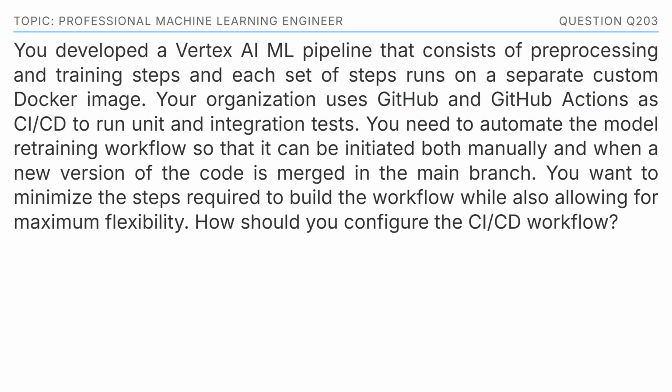You developed a Vertex AI ML pipeline that consists of pre-processing and training steps, and each set of steps runs on a separate custom Docker image. Your organization uses GitHub and GitHub Actions as CI/CD to run unit and integration tests. You need to automate the model retraining workflow so that it can be initiated both manually and when a new version of the code is merged in the main branch. You want to minimize the steps required to build the workflow while also allowing for maximum flexibility. How should you configure the CI/CD workflow?